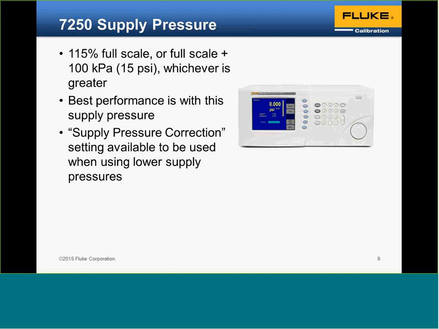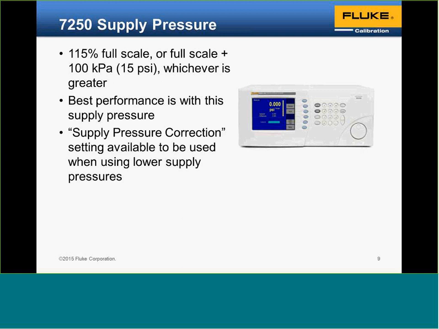Next, the 7250 family: the 7250, 7252, 7250 LP, 7250I, and XI, and so forth. A little bit different supply pressure requirement. The recommended supply pressure is really between 110 and 115% of full scale, or plus 100 kPa, 15 psi, whichever is greater. So if the full scale of your instrument is 100 psi, then 115 psi supply pressure. If the full scale of your instrument is 15 psi, then it would be a 30 psi supply pressure. And if it's 1,000, then you set it around 1,100 to 1,150 psi.